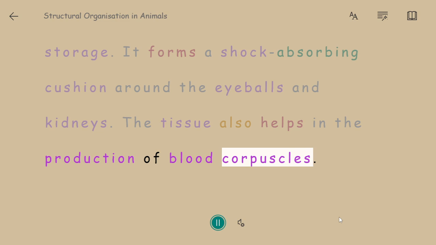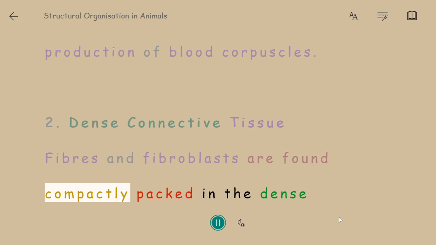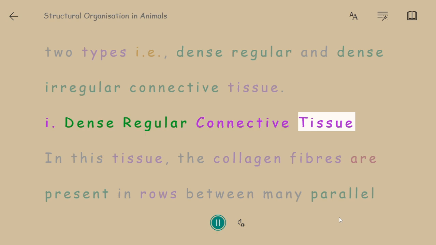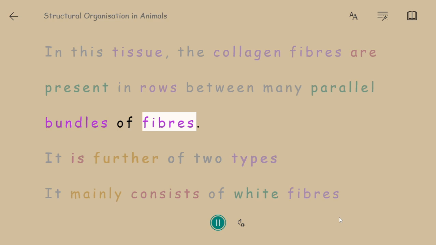2. Dense connective tissue. Fibers and fibroblasts are found compactly packed in the dense connective tissues. This tissue is of two types, i.e., dense regular and dense irregular connective tissue. 1. Dense regular connective tissue. In this tissue, the collagen fibers are present in rows between many parallel bundles of fibers. It is further of two types.